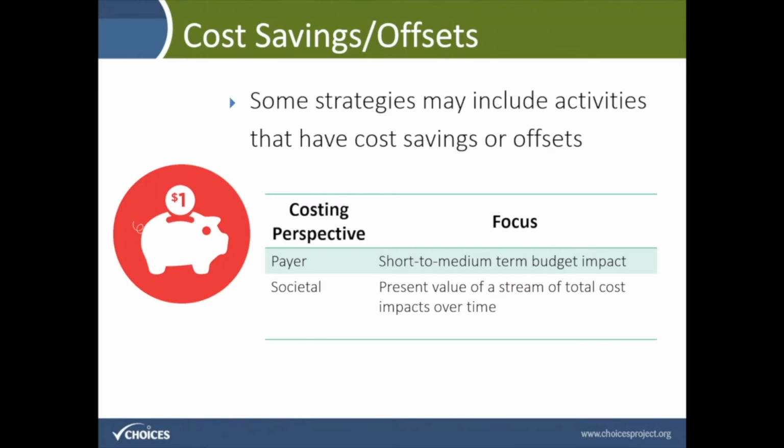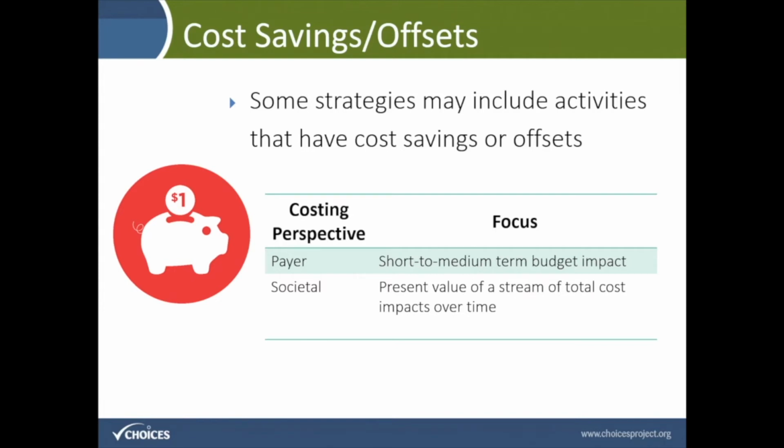If obesity is prevented by some intervention, then downstream in the future, some obesity-related health conditions may be averted, and the costs associated with caring for those conditions will be averted as well. From a societal perspective, we usually take a medium to long run view that focuses on the present value of a stream of total cost impacts over a fairly long period of time. Individual payers may care about short to medium term budget impact.